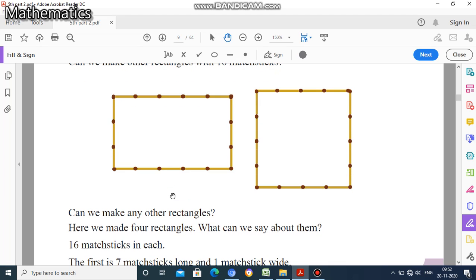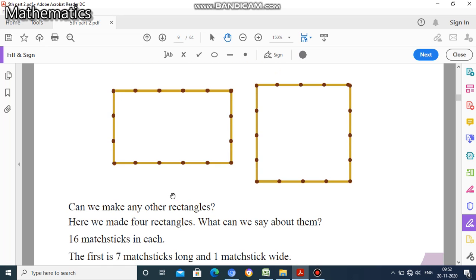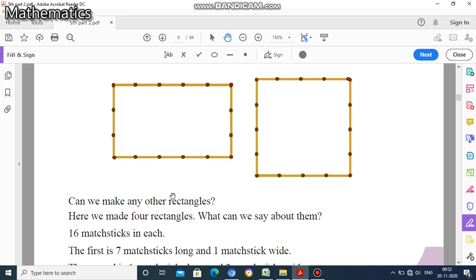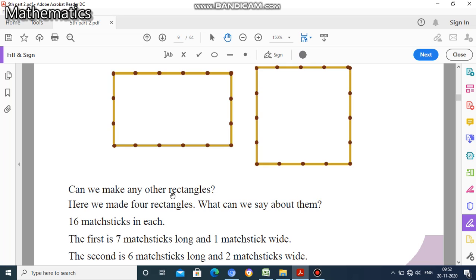Here we made 4 rectangles. How many rectangles did we make? Joe made 1 rectangle, Rahim made 1 rectangle, and we made 2 rectangles. In total we made how many rectangles? 4 rectangles. What can we say about them? Total 16 matchsticks. Using 16 matchsticks we made how many rectangles? 4 rectangles.